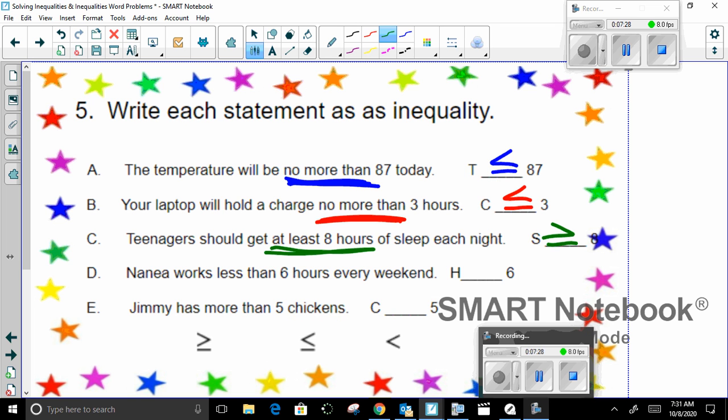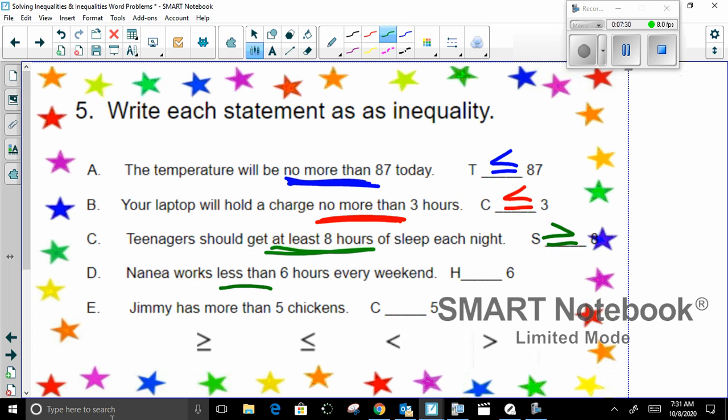Nene works less than 6 hours every weekend. So does she work 6 hours? No, she works less than 6 hours. So she works 5 hours or less. Jimmy has more than 5 chickens. More than is your greater than sign, so he either has 6 chickens or more.